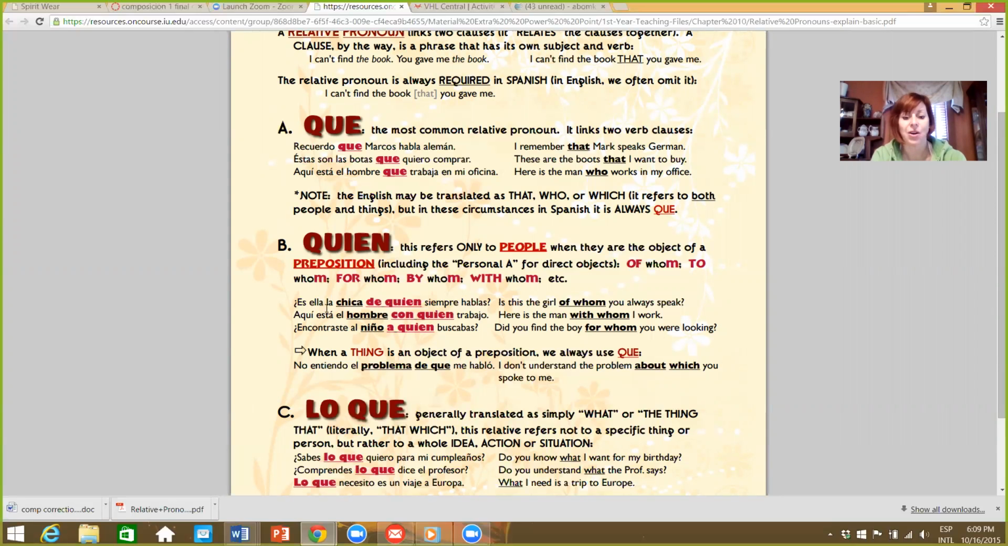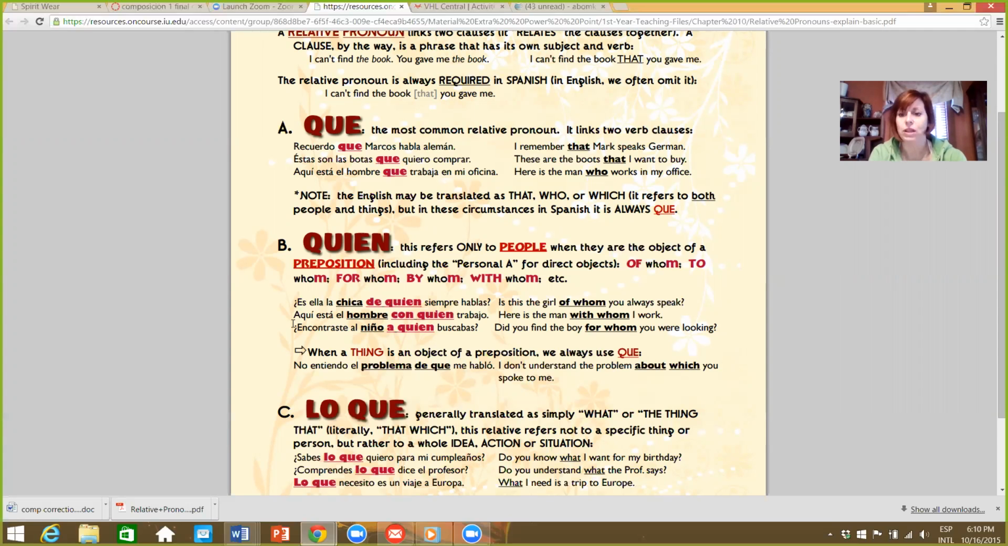So, notice how in English it's much more what we would call sophisticated, or some people would call snobby, but correct. That really is the use of the word whom. So whom in English is used after a preposition. Of whom, to whom, by whom, for whom, with whom. So if you can remember that rule in English, it helps you with quien, see? So aquí está el hombre con quien trabajo. So here's the man with whom I work.